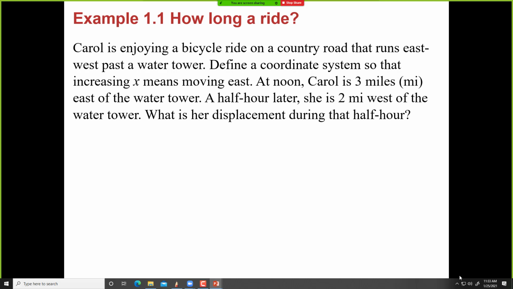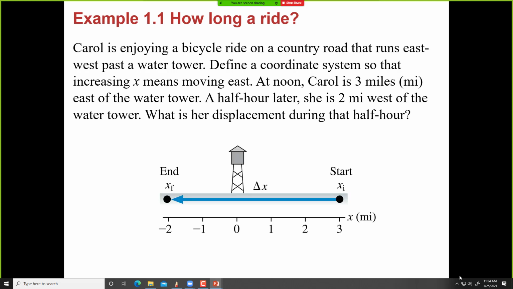When you deal with this kind of problem, the first thing you need to do is draw the picture. Draw the diagram. First you need to draw the coordinate system. A coordinate system is a line with numbers and an origin mark. So here is the coordinate system, with the origin at the water tower, the left side is negative distance, and the right is positive.